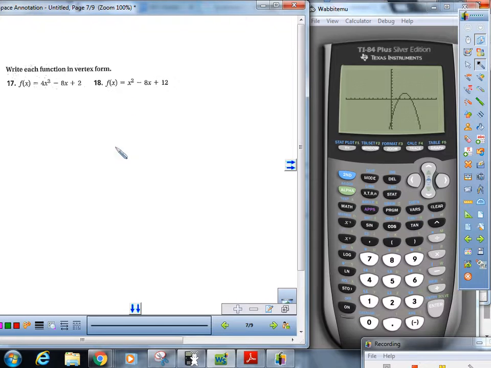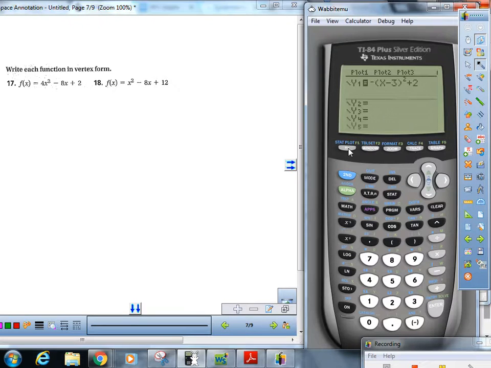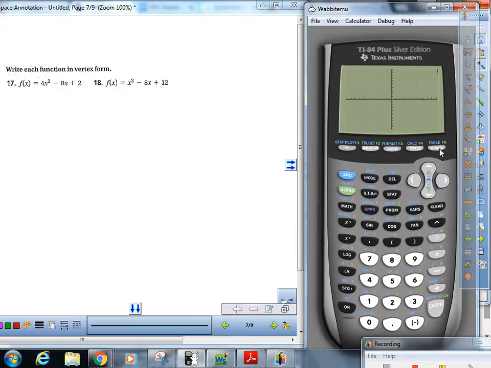All right, write each function in vertex form. I'm actually going to do number 18 so that you have to do this on your own, okay? So, sorry about that, because we don't have a lot of examples. I'm going to clear this. I'm going to graph it. Why am I graphing it? I need to find the vertex. So y equals x squared minus 8x plus 12. Graph it.